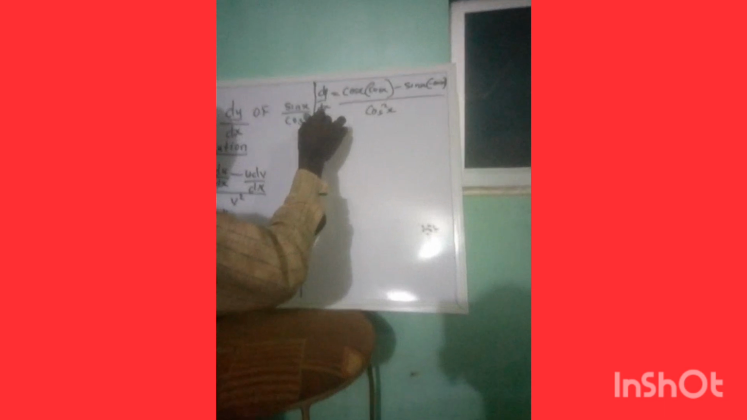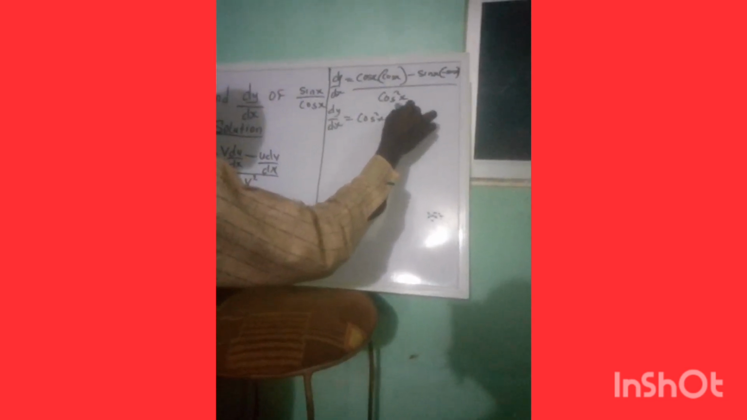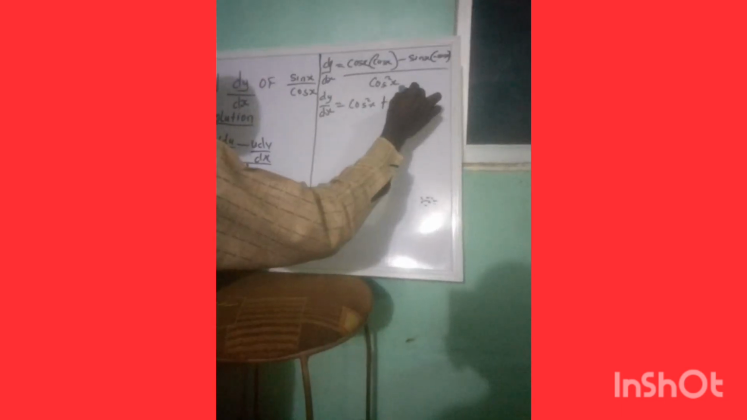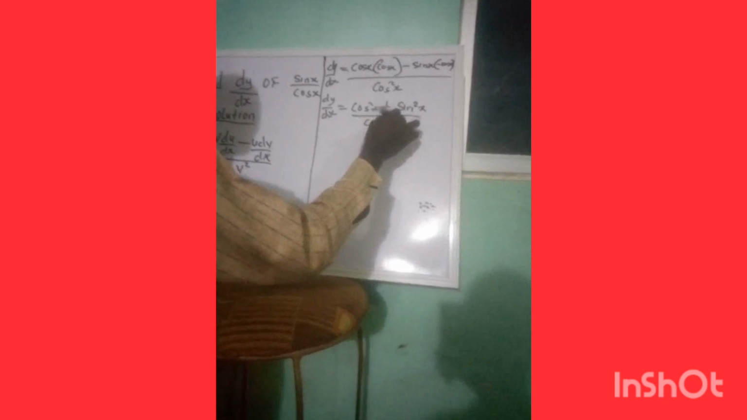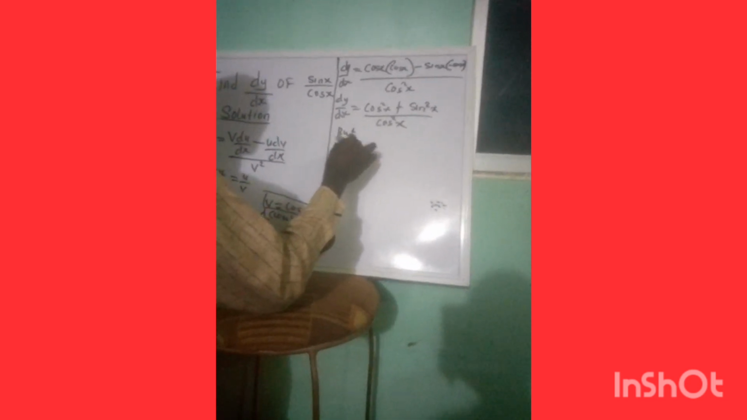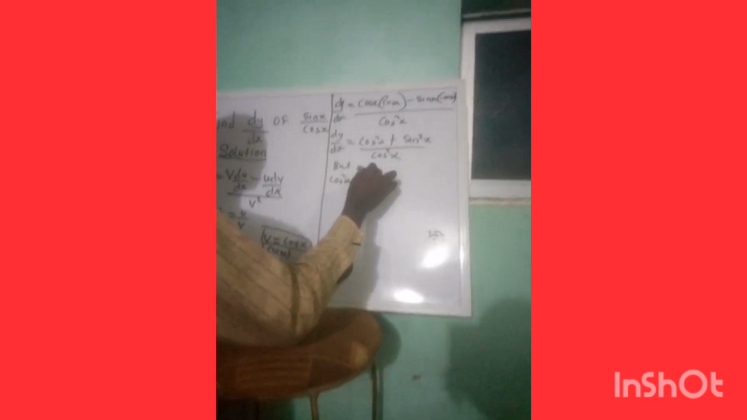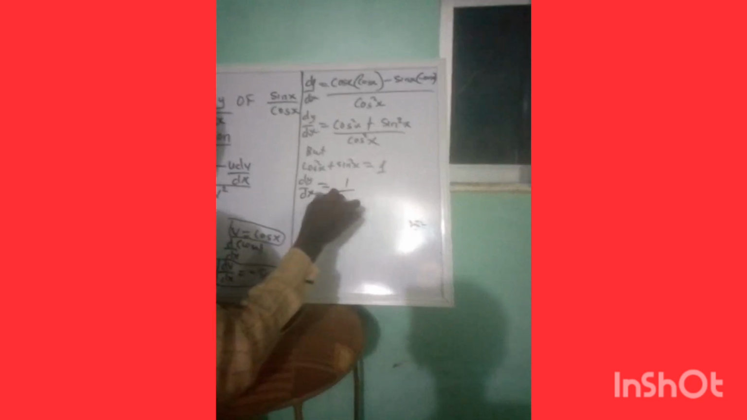Now from the numerator, cos x times cos x will give us cos squared x. Minus times minus will give us plus, then we now have sin squared x all over cos squared x. But we should know that cos squared x plus sin squared x is equal to 1, so we are going to replace the numerator with that. So our dy/dx will be equal to 1 all over cos squared x.